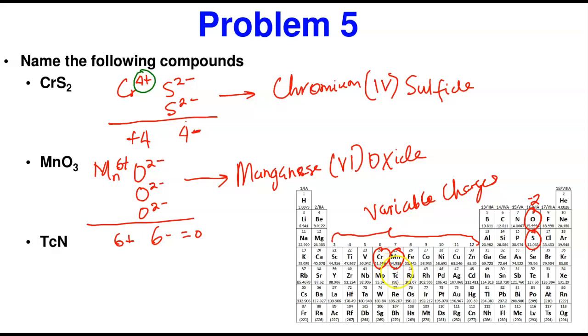Now, Tc means technetium. That is the name of the element. Technetium is also a metal with a variable charge, so we're not going to preempt it. We know nitrogen belongs to this group and has a charge of -3. Here there's only 1 atom of it, so we know it is 3 minus. For it to balance 3 minus, you need a 3 plus. So the charge on technetium is 3 plus. So to name this, what are we going to call it?